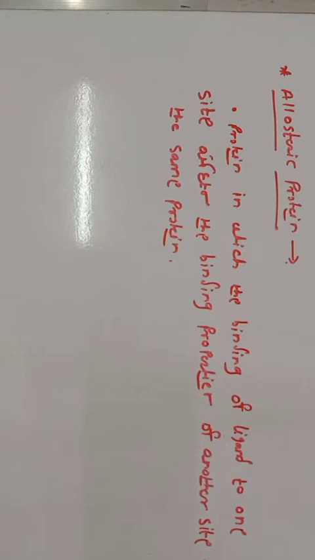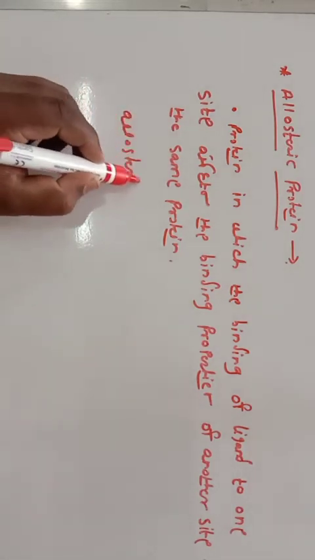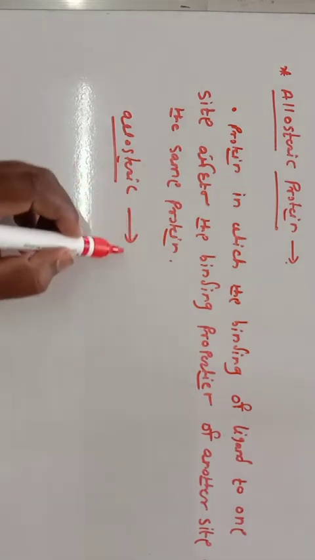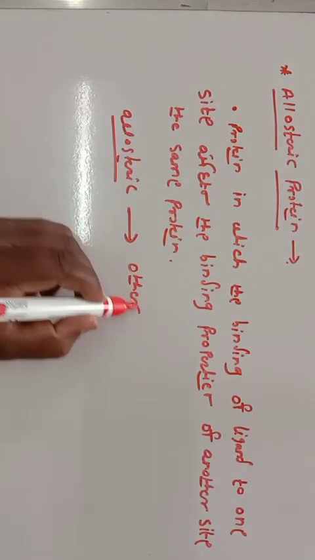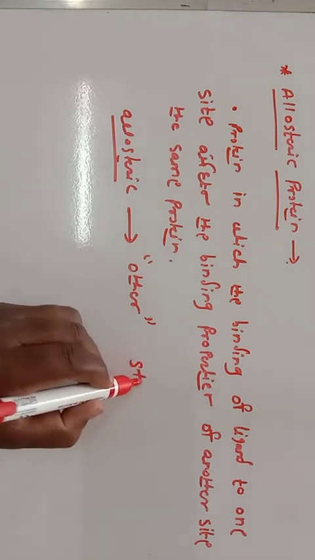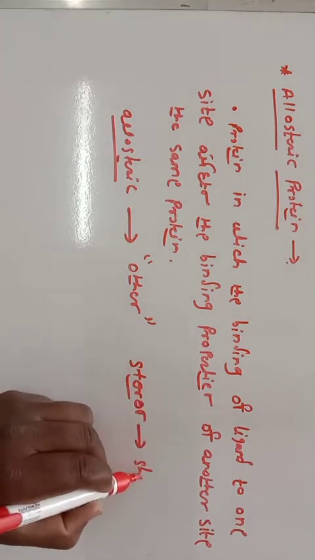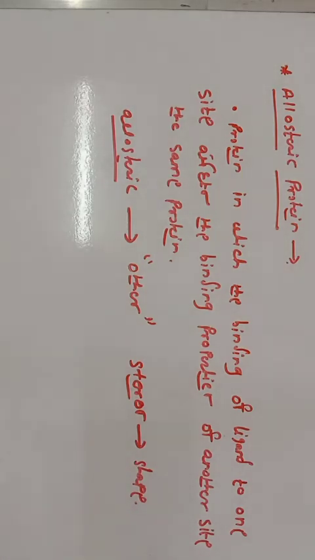The term allosteric is derived from the Greek words, allos, which stands for other, and stereos, which stands for shape. So you should remember, allosteric means other shape. In other words, we can say that the conformation induced by the binding of a ligand is referred to as a modulator.